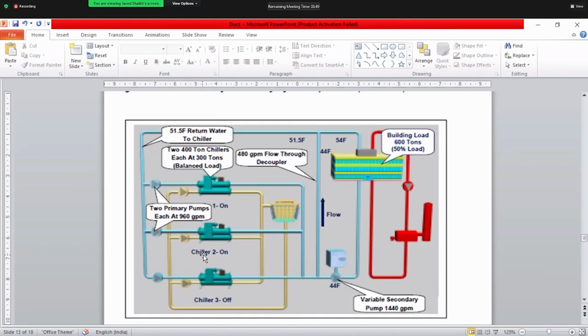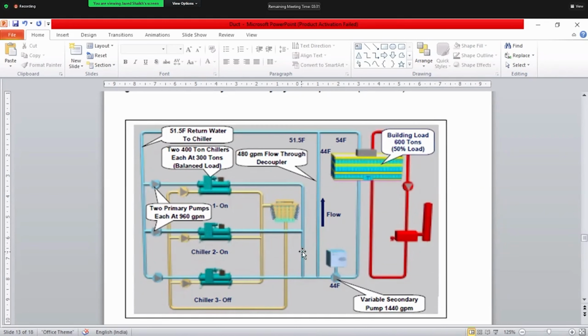So it's on the safe side, we are using the safe side. And one chiller will be off here. This is the standby. In case of a failure of any chiller, this chiller will work and the failed one will be stopped. So this is a standby system.